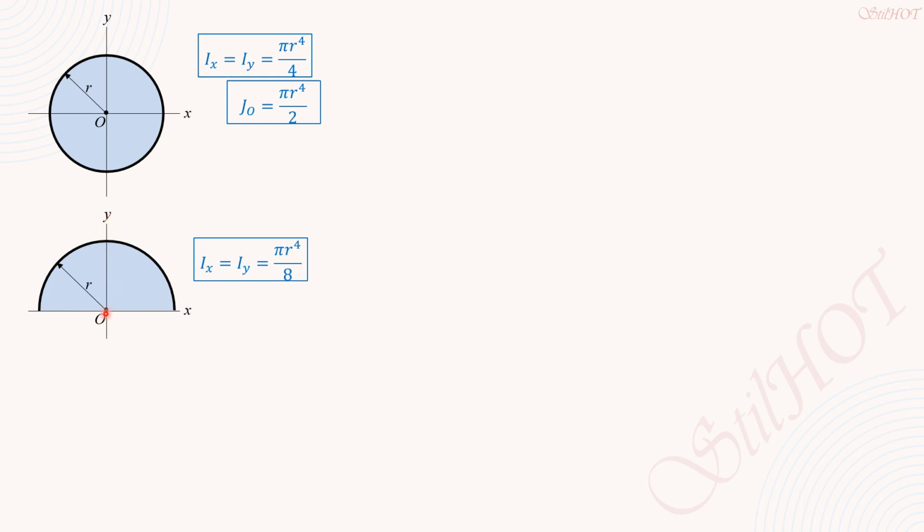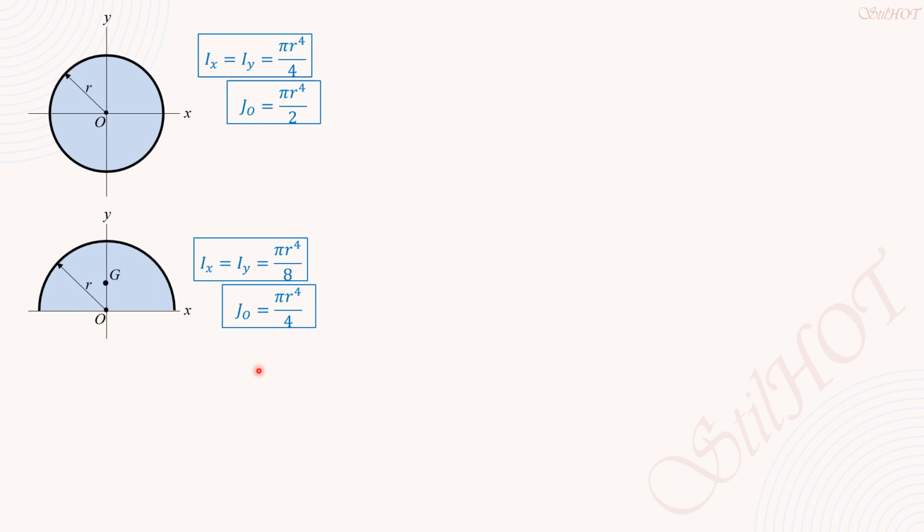With respect to the y-axis, it is the same. It's like a quarter circle with respect to this axis here, which is the same as this. You look at the orientation. So that's why Ix equals Iy equals pi r4 over 8. So it's like two quarter circles, moment of inertia of quarter circles with respect to the diameter or with respect to the radius. Then for Jo, it is pi r4 over 4, which is the sum of Ix and Iy.